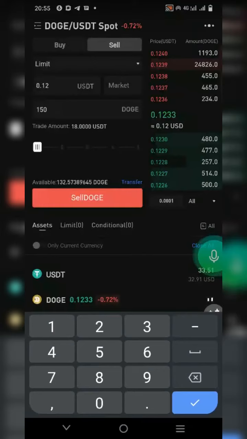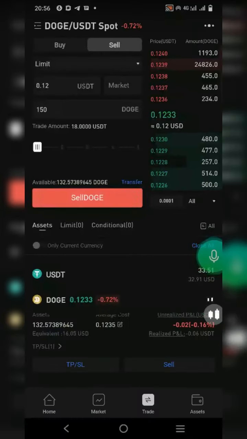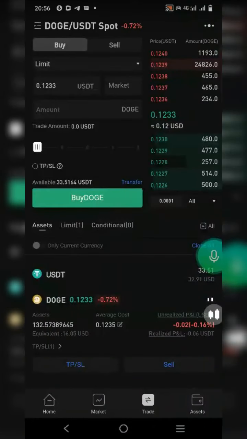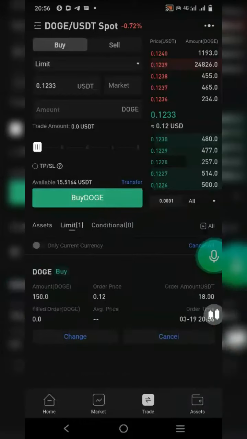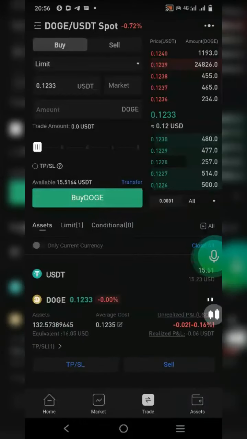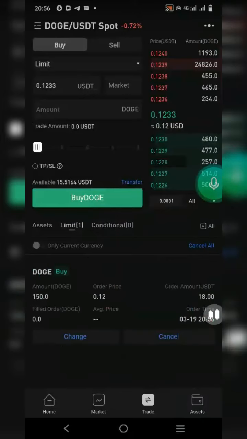Remember, I still have 33 USDT available. So if I'm spending 18 USDT, I'm not overspending. So I can buy now, click buy. Now you see this under limits. When you are buying at market, there's nothing waiting on that market for you. Under limits, you see the limit orders you have placed.